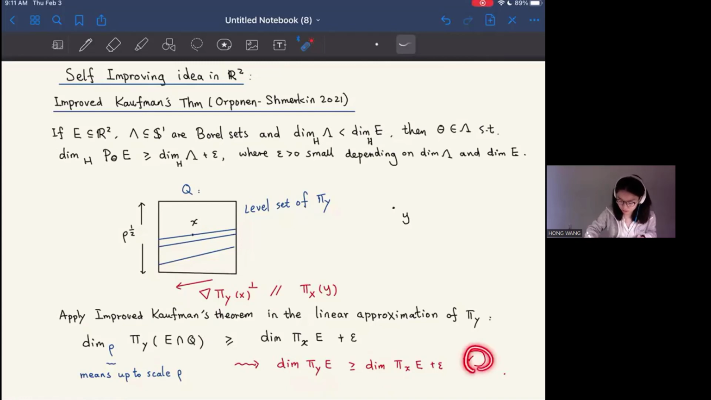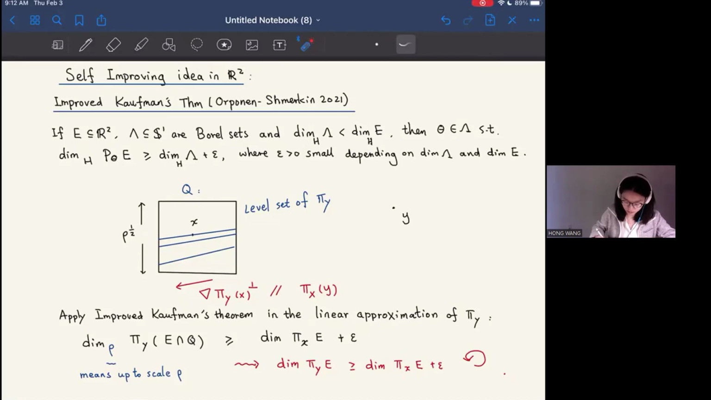And then we can iterate. And this epsilon goes to 0 when the dimension of E intersect Q is approximately the same as the dimension of π_x E. So we'll certainly stop at 1, but we might stop before that. And this is like the rough main idea of our first theorem.